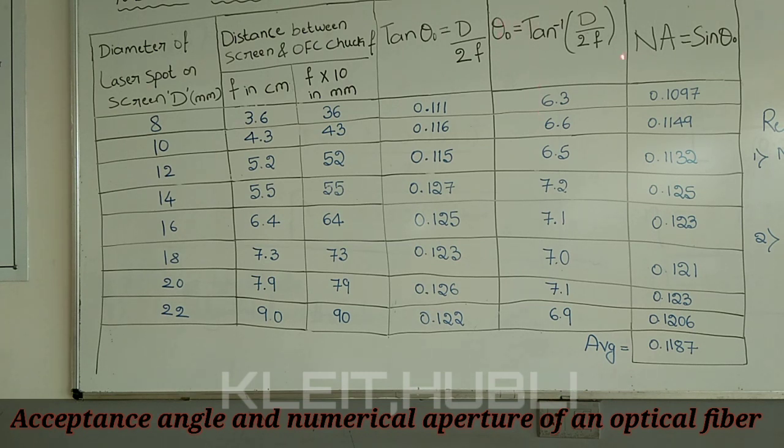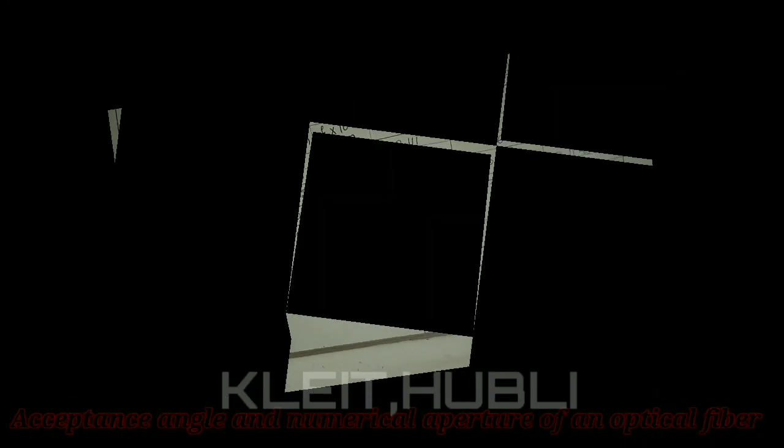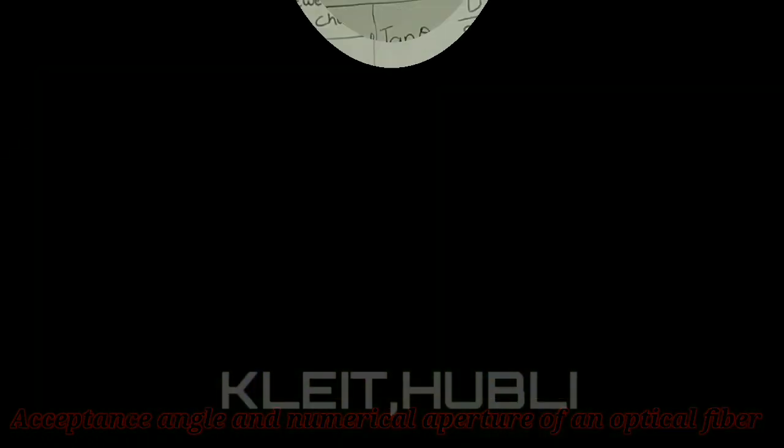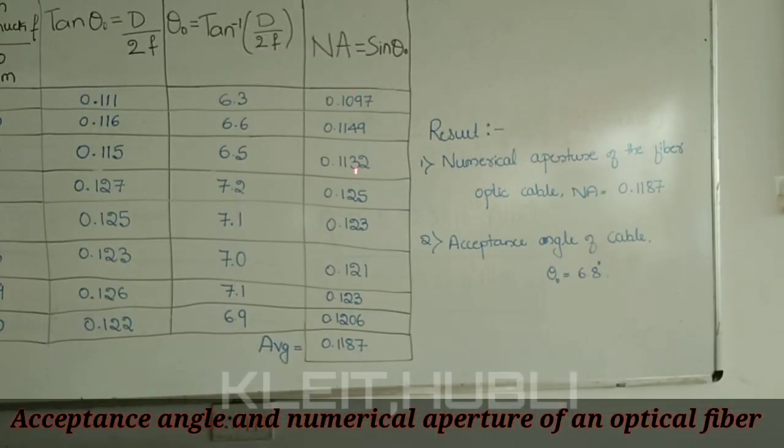So now we can calculate numerical aperture. Numerical aperture is sine of acceptance angle. So sine of theta naught is numerical aperture. Sine of 6.3 is 0.1097. Similarly, for all this theta naught, we have calculated the numerical aperture. At last, what you have to do, take average of all the numerical apertures, then this is the average, 0.1187, that will be my result. All the readings in the table for numerical aperture is 0.1187.